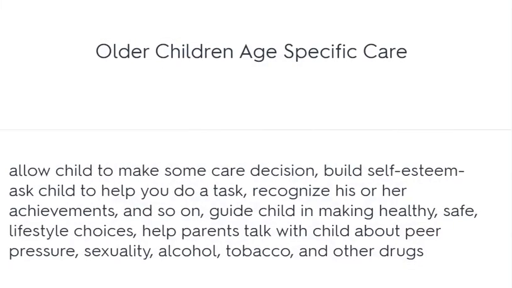Older children age-specific care. Allow child to make some care decisions. Build self-esteem. Ask child to help you do a task. Recognize his or her achievements and so on. Guide child in making healthy, safe lifestyle choices. Help parents talk with child about peer pressure, sexuality, alcohol, tobacco, and other drugs.